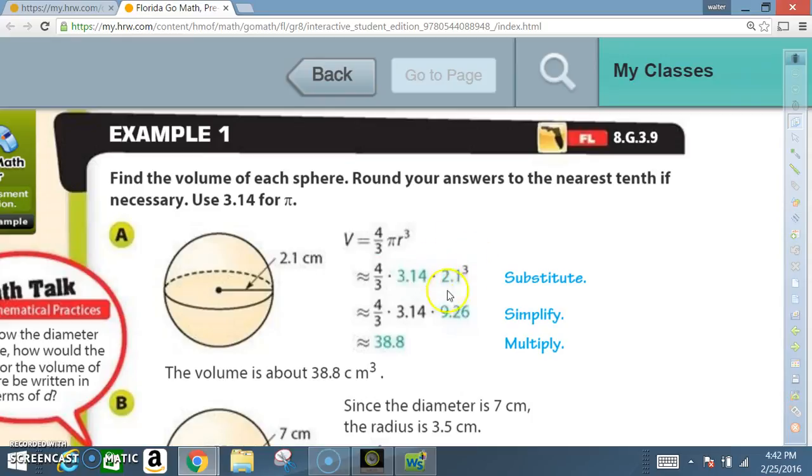The first thing I figure out is 2.1 to the third power. That means 2.1 times 2.1 times 2.1. That's going to give me 9.26. So now I have 4/3 times 3.14 times 9.26. What I would do now is say 4 times 3.14 times 9.26, and then divide by 3. My last step is to divide by 3.